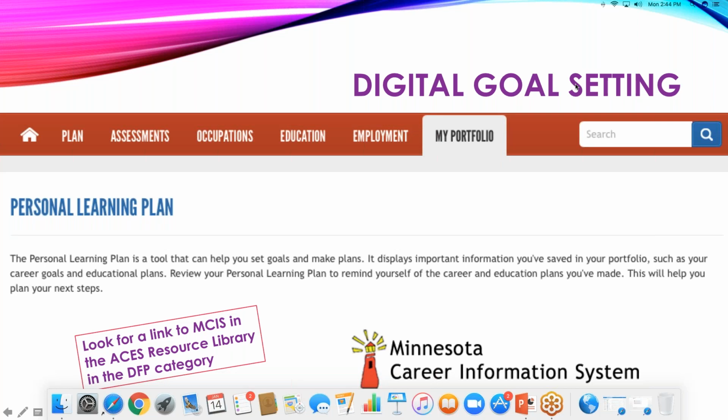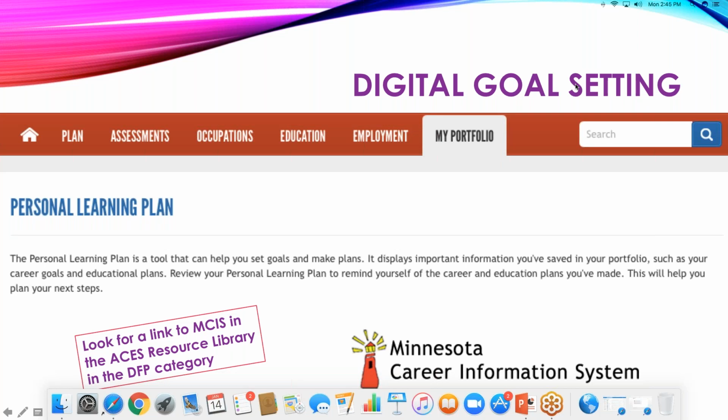And as part of this, there is this under the My Portfolio tab in MCIS, if your program has access and if you're able to use this, there is this personal learning plan, which is a great way for students to set a goal and then create a whole learning plan that will really lay out for them what steps they need to take, what classes, what research, what materials they need in order to reach their goal.